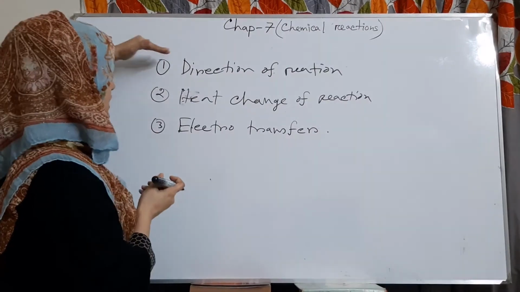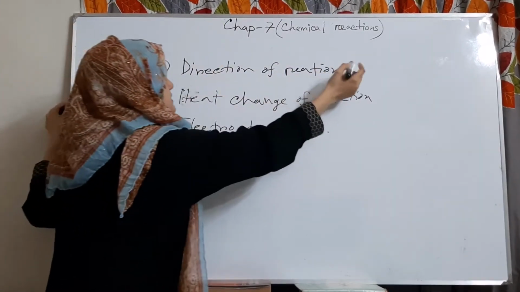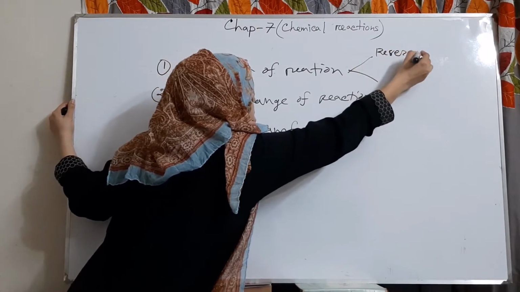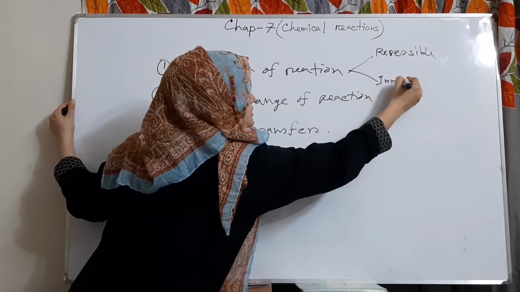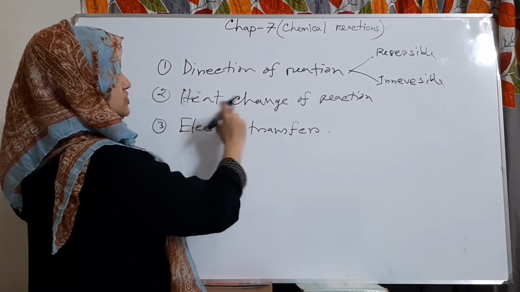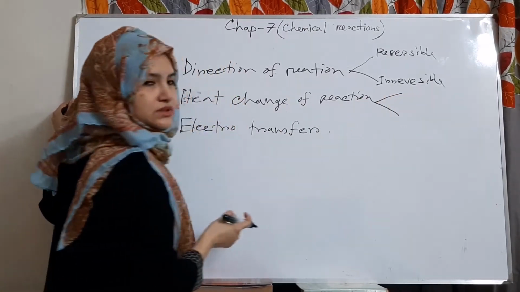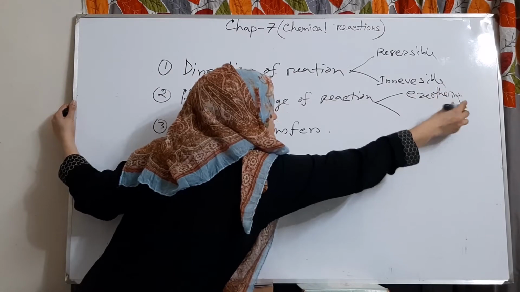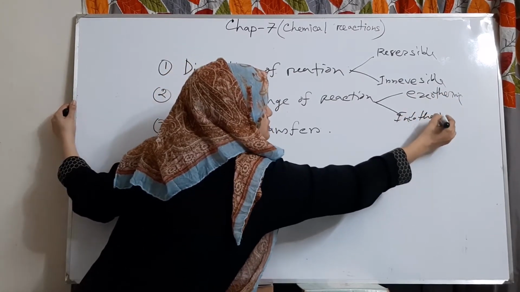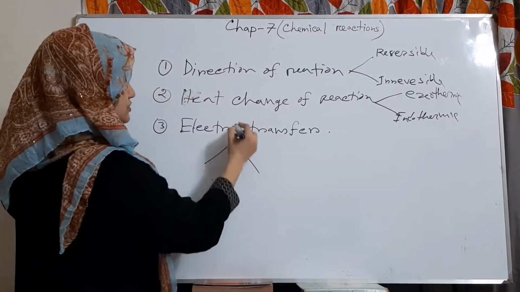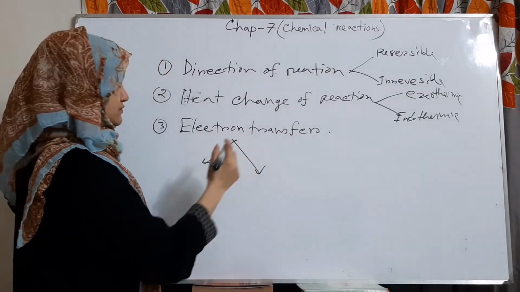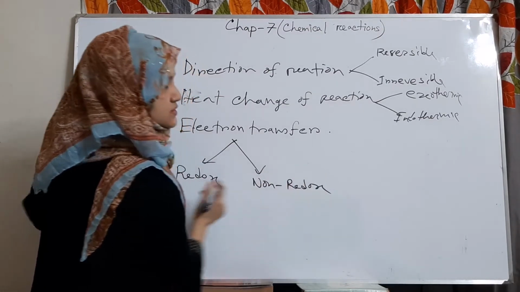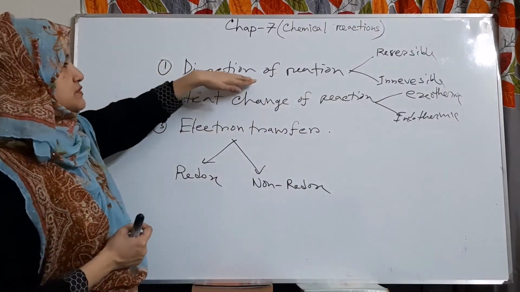According to direction of reaction, the reactions can be classified into two types: one is reversible reaction and another is irreversible reaction. According to heat change of reaction, the chemical reactions are of two types: one is exothermic and another is endothermic reaction. And according to electron transfer, there are also two types of reactions: one is redox reaction and another is non-redox reaction. At first, according to direction of reaction.